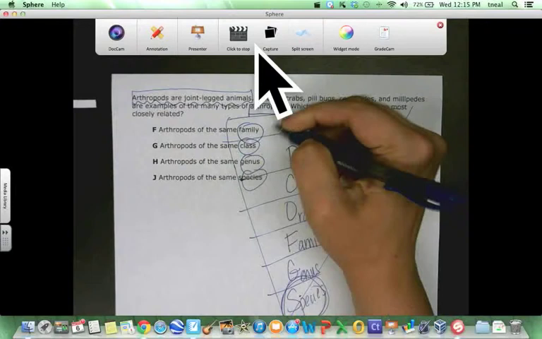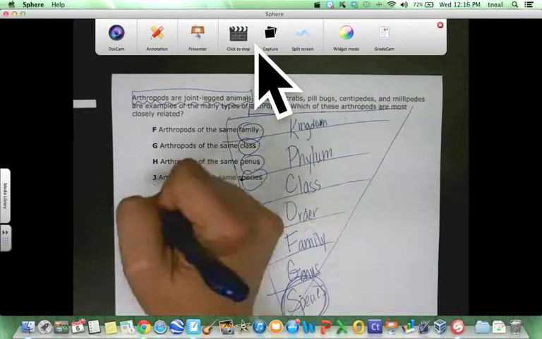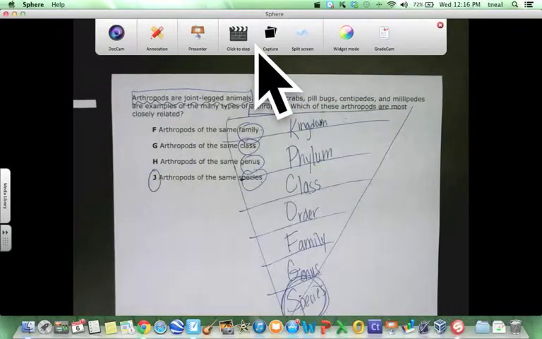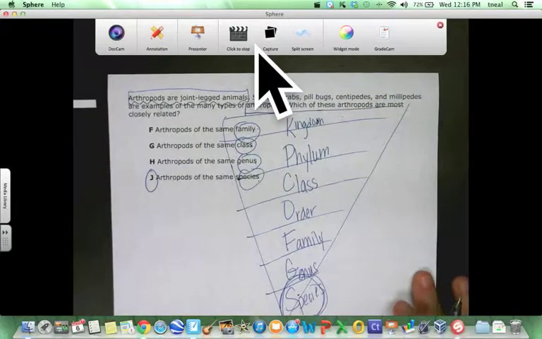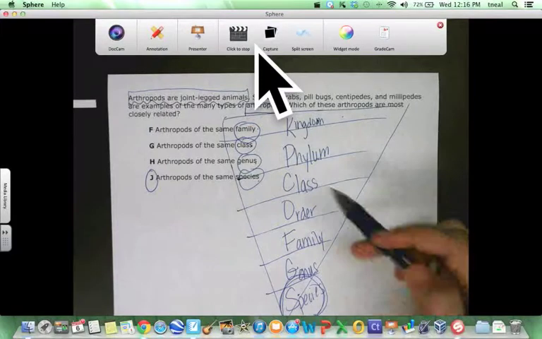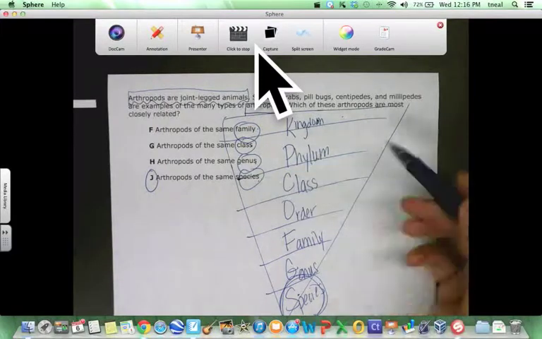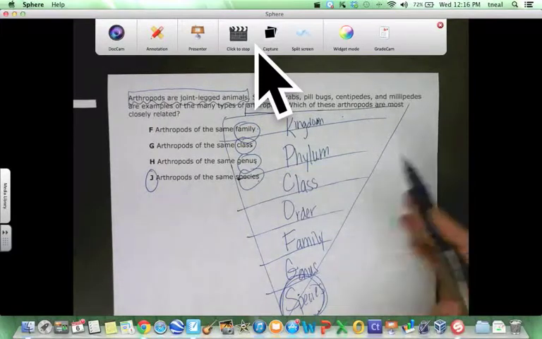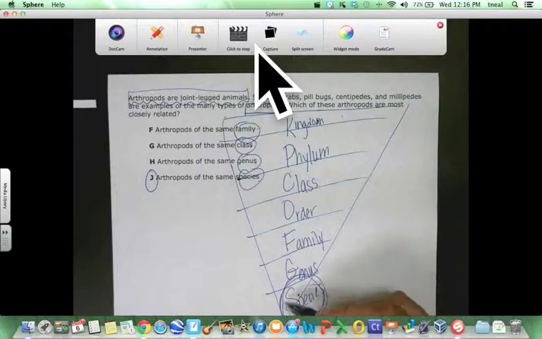Family, class, genus, species. And your answer is J. Now, like I told you before, you want to make sure your answer makes sense. So we said that species are closely related. We're going to check our image, our graphic from our notes that we drew. And species does have the least amount of organisms, so that answer is correct. It does make sense.